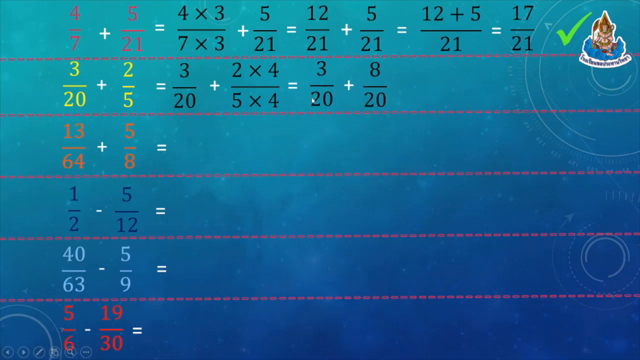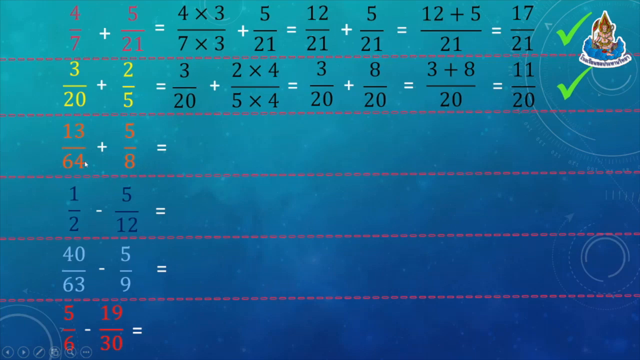Now, when denominators are equal, we add numerators. Denominators stay the same, 20, and we add numerators, 3 plus 8. 3 plus 8 is 11 over 20. So our answer is 11 over 20.